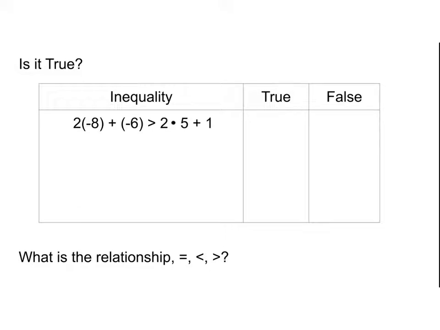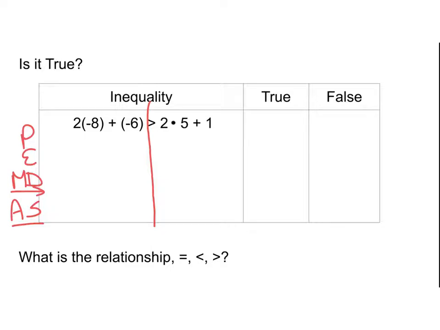So make sure you are working both sides. And again, we're going to start with the same thing. We're going to draw a line in the middle, and we're going to work them out, and we're still going to use our order of operations. So parentheses, exponents, multiply, divide from left to right, and add and subtract from left to right.